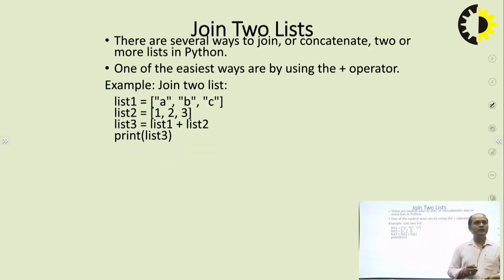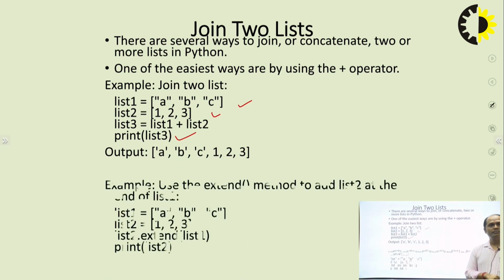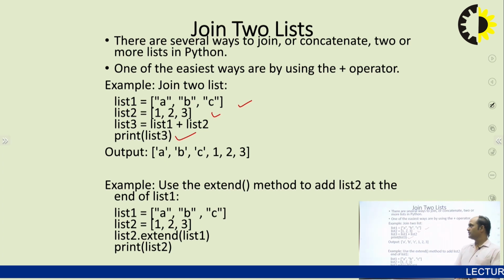And we will join two lists. There are several methods to join or concatenate two or more lists. We have already discussed the extend method. By using the extend method, we will add the two lists, and we can also directly add list 1 and list 2 and print directly from these methods. We can also use the plus operator to join the two lists. And the extend method I have already discussed previously.